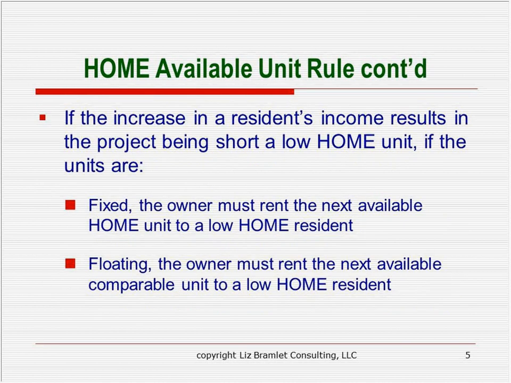Now, an increase in a resident's income results in the project now being short of a low HOME unit. If the units are fixed, then the owner must rent the next available HOME unit to a low HOME resident. If they're floating, the owner must rent the next available comparable unit to a low HOME resident.